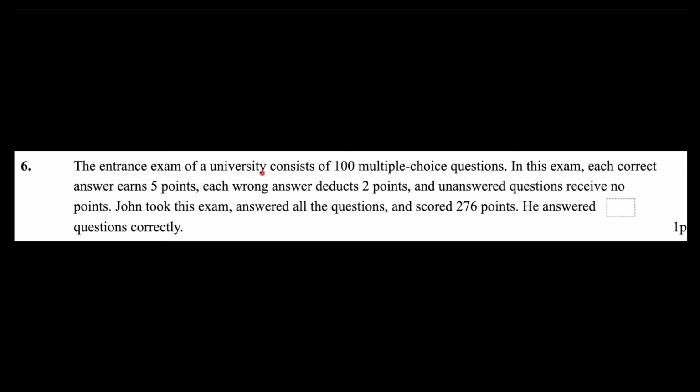So the entrance exam of the university consists of 100 multiple choice questions. So remember the number 100 here, the total number of questions. In this exam, each correct answer earns 5 points. Each wrong answer deducts 2 points. So this part is not important here. No, yes, it is important because he answered all the questions. He didn't leave anything blank. And then the total score is 276.